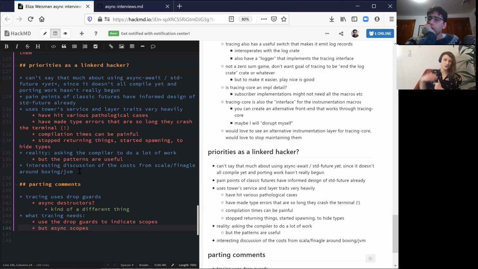So a common new user problem in tracing is that people say, I put let span equals span macro, let guard equals span.enter in my async block. But now it says I'm in all the spans at the same time.